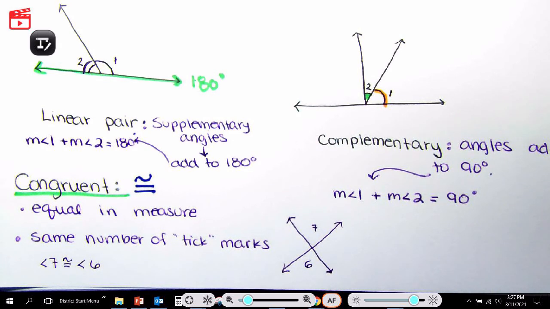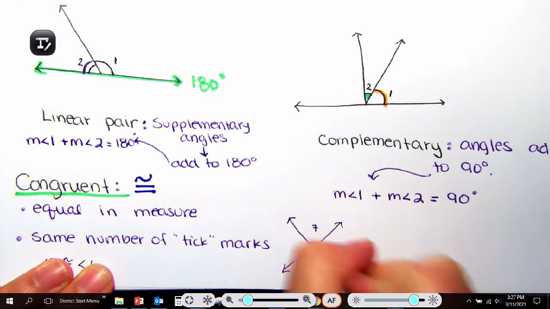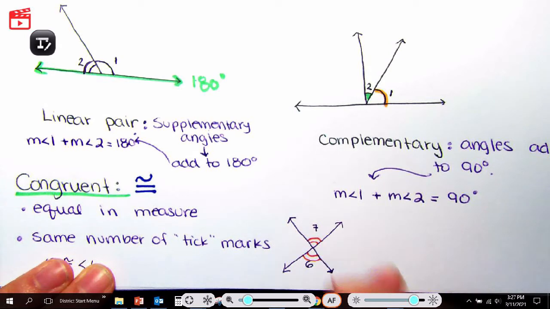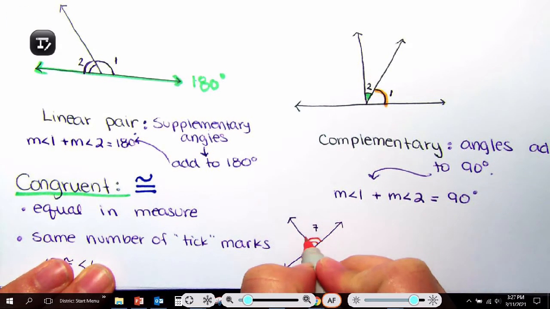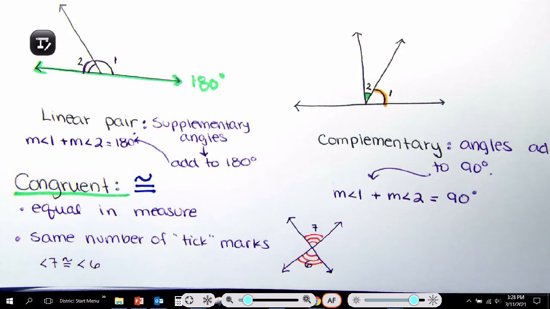And so to show that these are congruent, I just have to do the same number of tick marks. I can do 1 tick mark. Maybe I'll do 2 tick marks. Maybe I'll do 3 tick marks. It doesn't matter how many tick marks you do, as long as the same quantity of tick marks is the same.